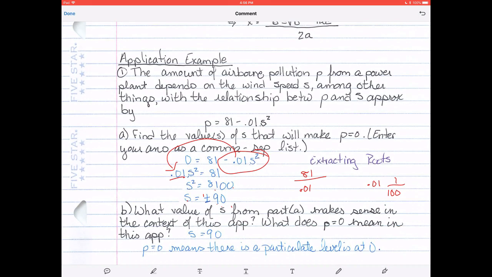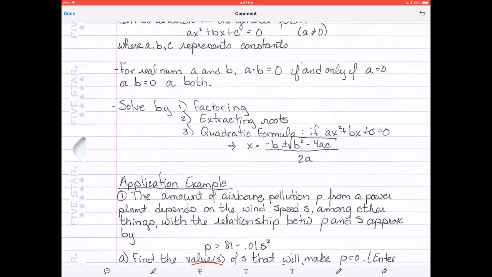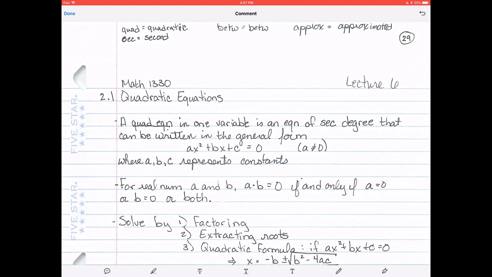But in the real world sense of this question, the negative doesn't make sense. So s is really 90. And that's all this question is asking. So it means that the pollution level is 0 or 90. That's it. All right. And that's the only example I have for this section.